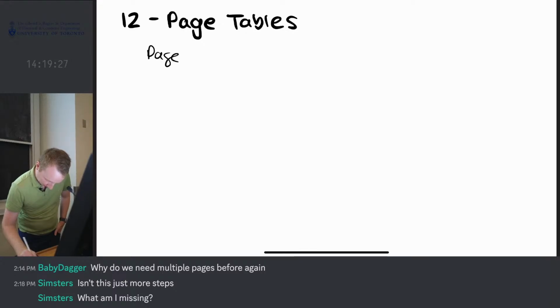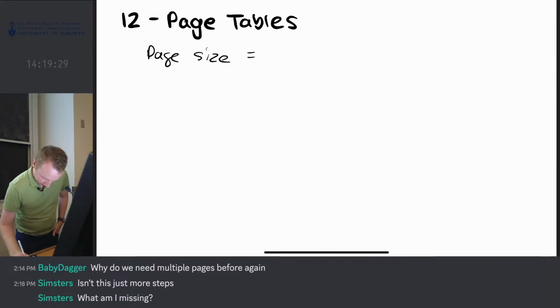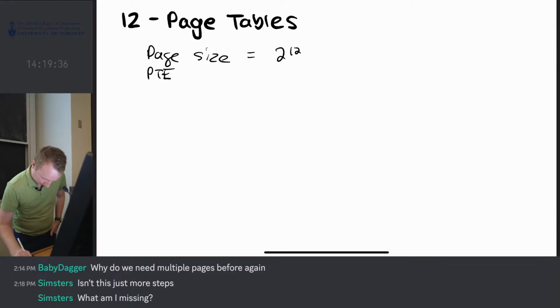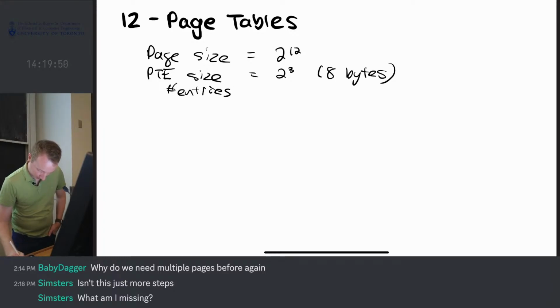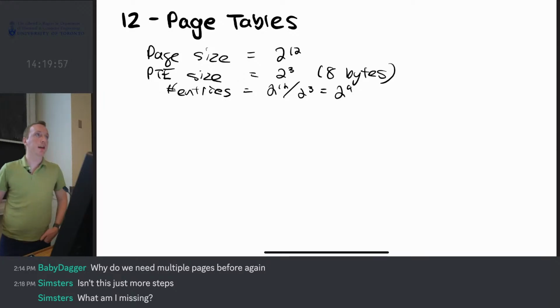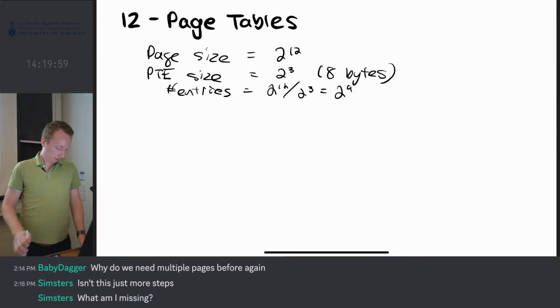So if our page size is 2 to the 12, and our page table entry size is 2 to the 3, which means 8 bytes, well, it means that the number of entries we can fit on a page is equal to 2 to the 12 divided by 2 to the 3, which is equal to 2 to the 9.